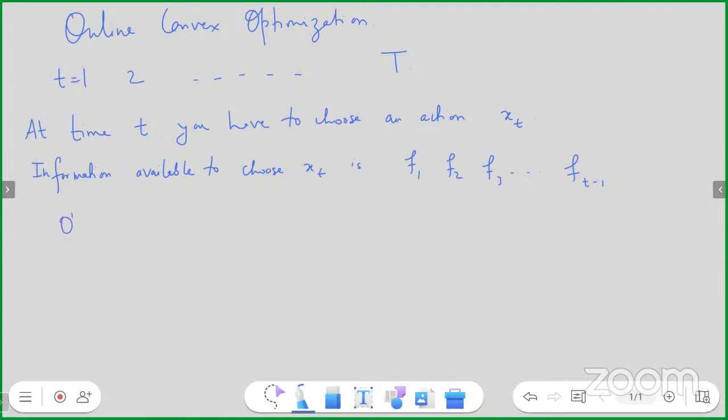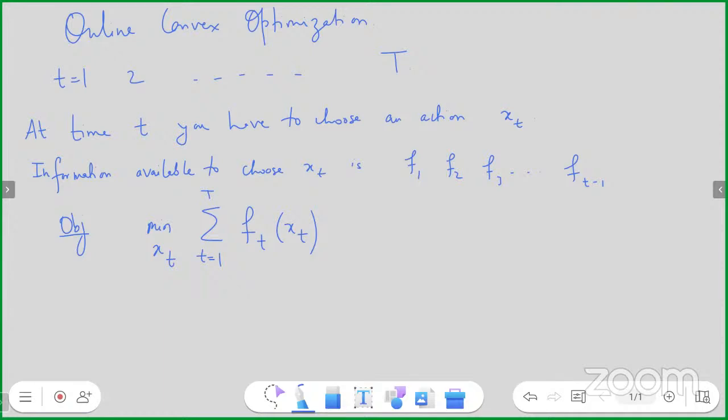What is the objective? Essentially, to minimize the summation of ft of xt, t going from 1 through capital T. Unconstrained for the moment. I'll put some constraints in a minute. That's the simplest setup you can think of.